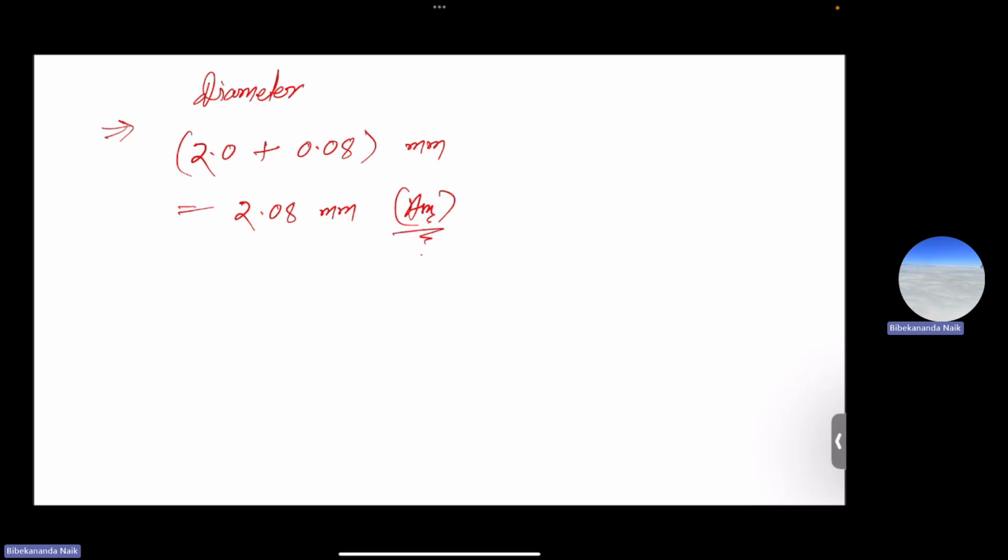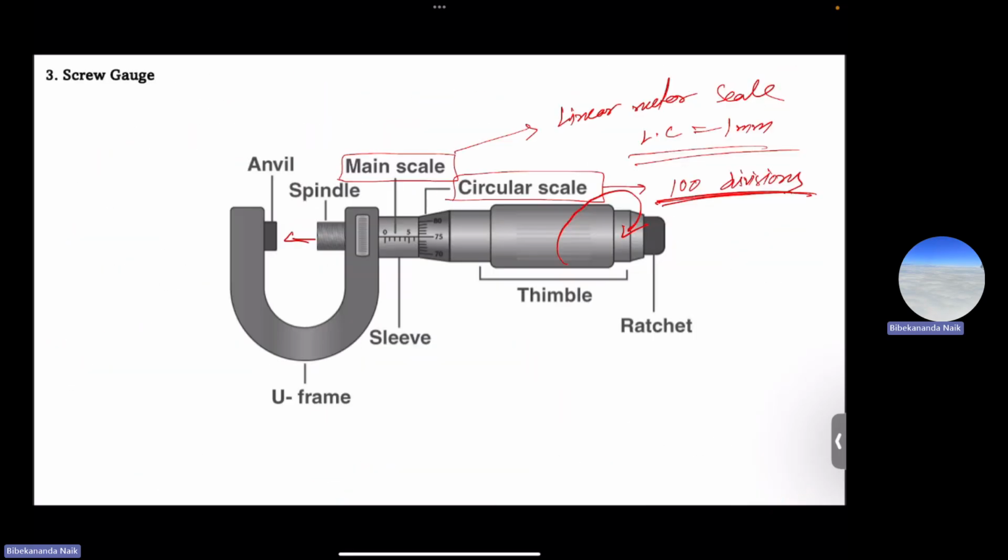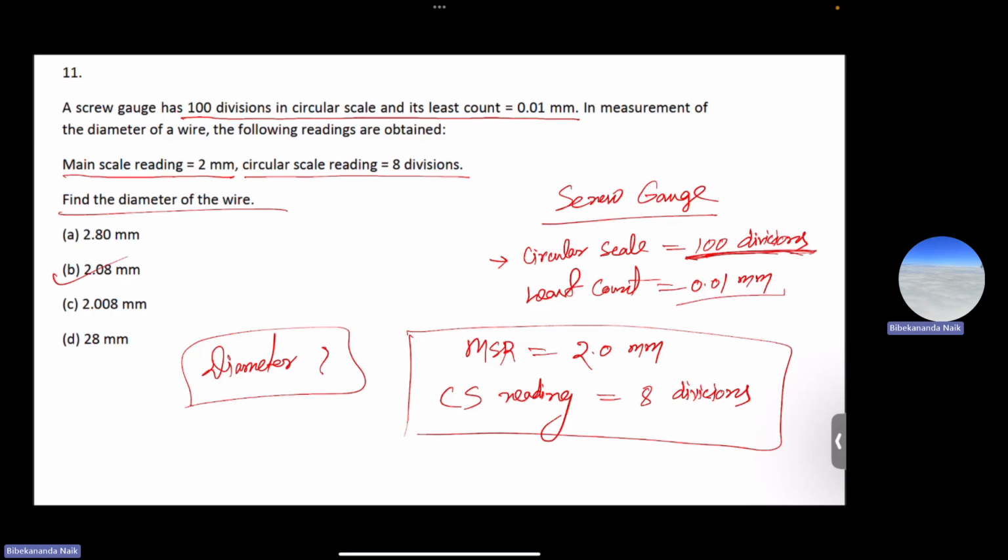So what will be the diameter? It will be 2.0 plus 0.08 mm, which is equals to 2.08 mm. So this is the answer. So correct option is option B, 2.08 mm. I hope this is clear to everyone.